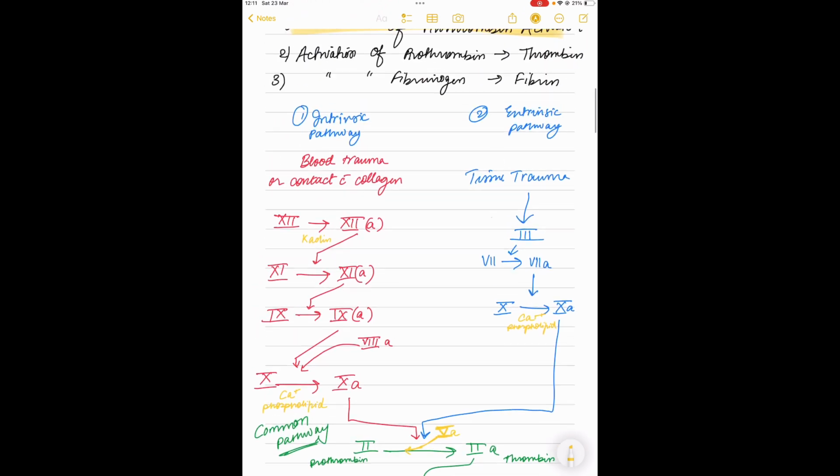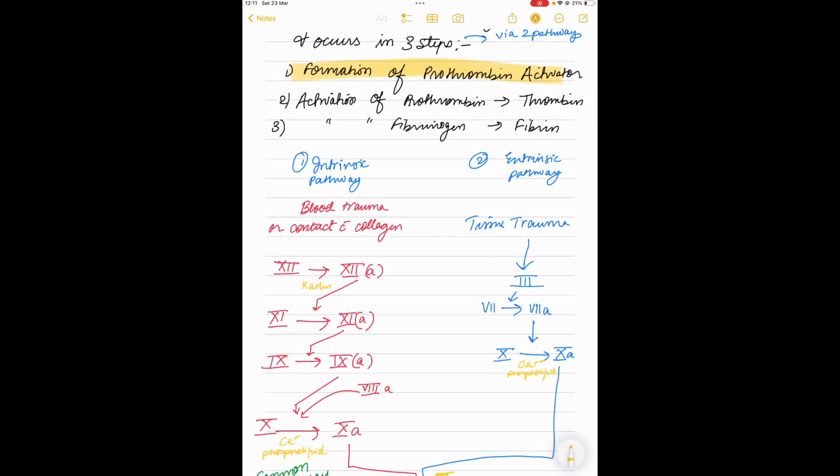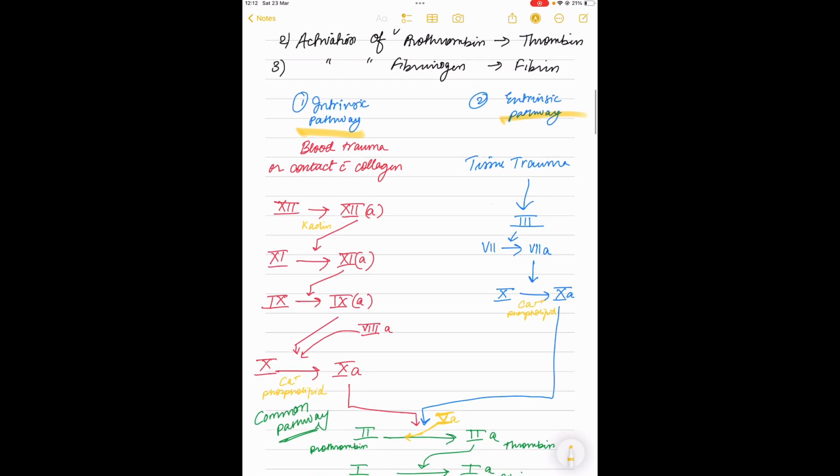Now there are 2 pathways for causing this step, the intrinsic pathway and the extrinsic pathway, and both of them will lead to prothrombin activator, and then from prothrombin activator they'll cause conversion of prothrombin to thrombin, and then fibrinogen to fibrin. So these are the 2 pathways, the intrinsic pathway and the extrinsic pathway. Let's begin with the smaller one, the extrinsic pathway, for the ease of understanding.